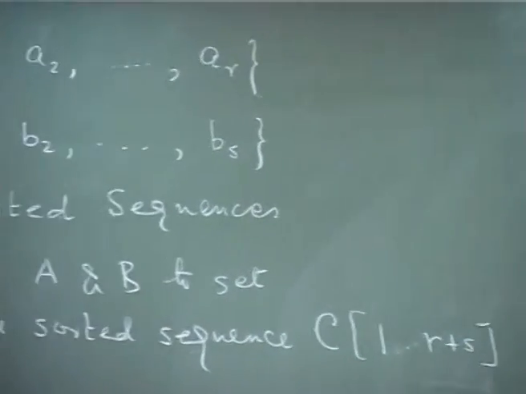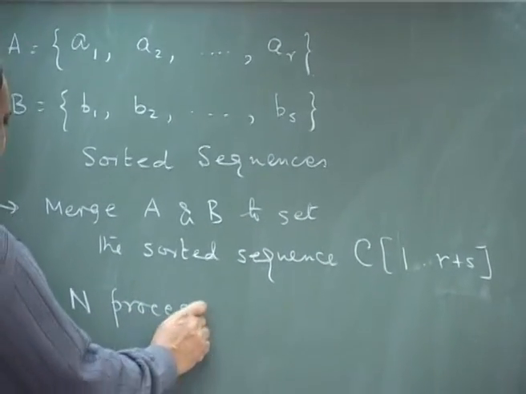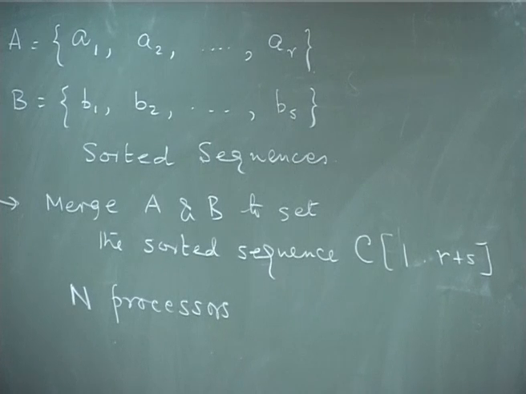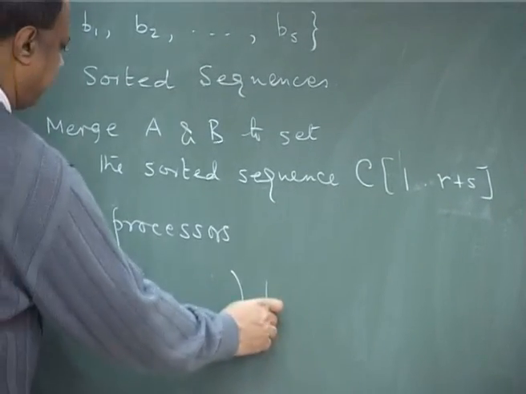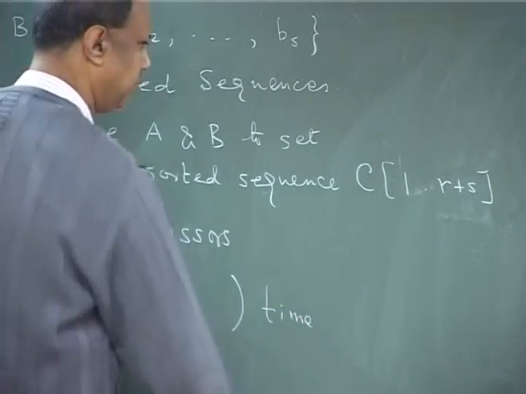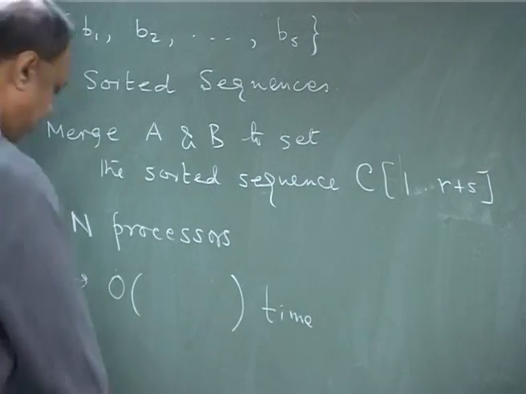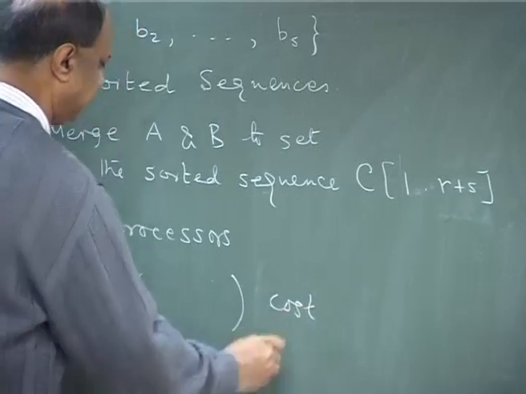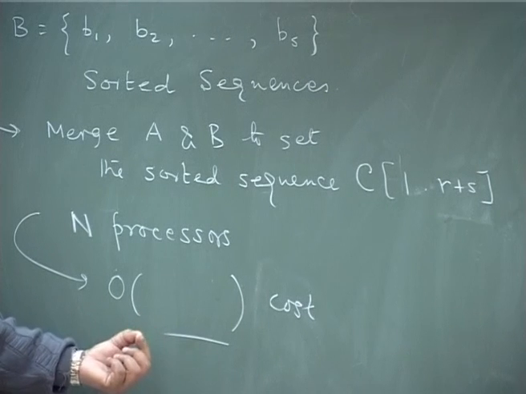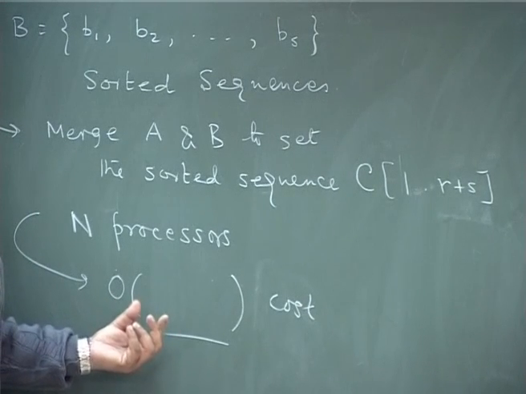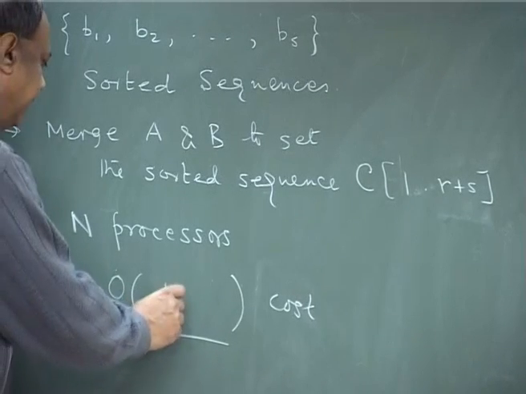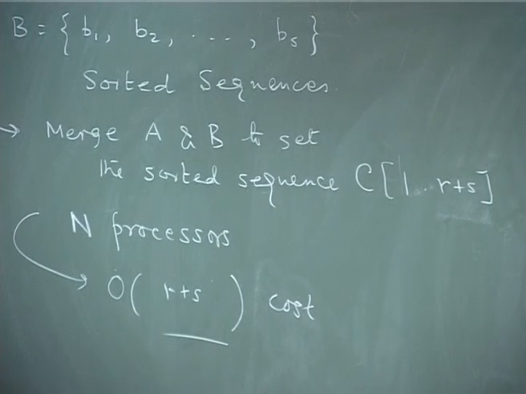You assume that there are n processors, and you should try to design an algorithm such that the cost of the algorithm is R plus S, so that it becomes cost optimal. So this is your problem statement.